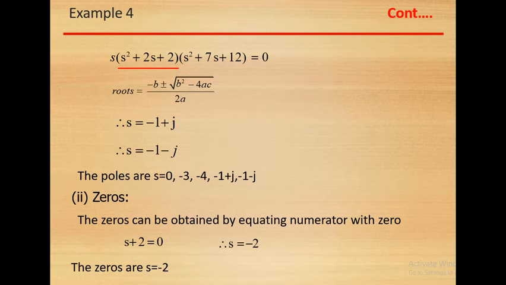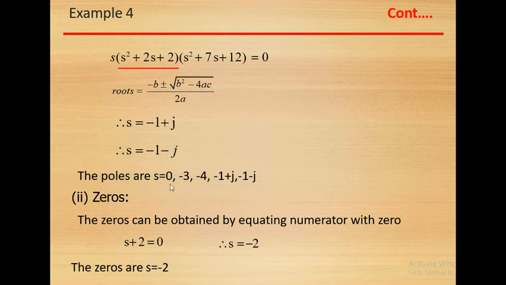I think you know about this j, root of minus 1, and all these things. So we have successfully calculated the values of the poles, which are s is equal to 0, s is equal to minus 3, s is equal to minus 4, s is equal to minus 1 plus j, and s is equal to minus 1 minus j.